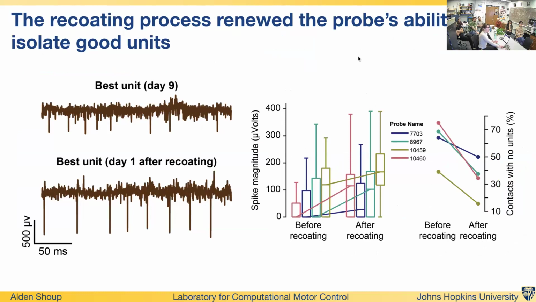And so, the golden question is, if you're recoating these probes, does it make your signal quality better? And I would say the answer is yes. So this is from a probe that we used for 9 consecutive days of recording. You can see that the magnitudes are pretty abysmal. You're not that much higher than your signal to noise ratio. And this is the best unit of the day. And then we recoated the probe and we immediately got a fantastic recording with this almost twice as large neuron.